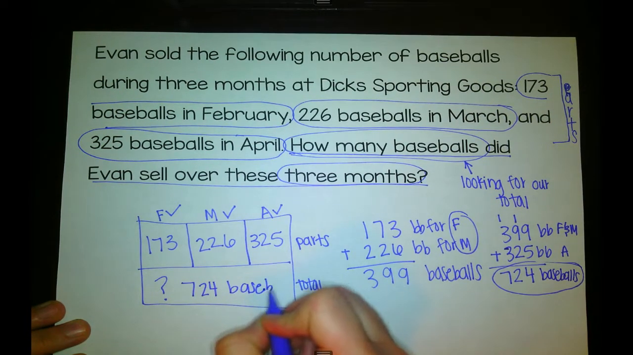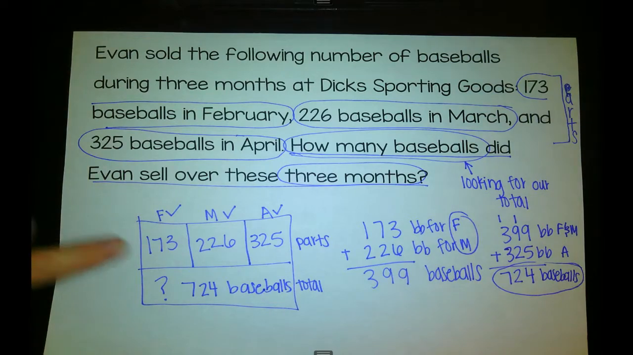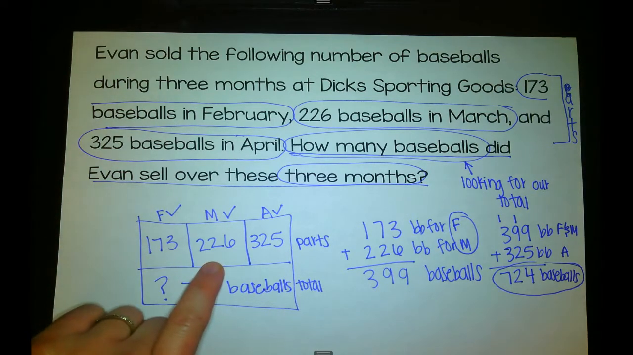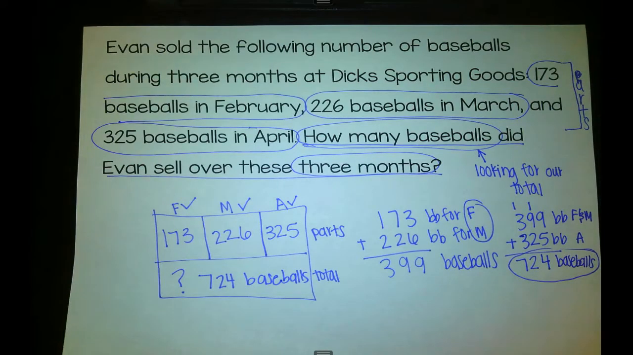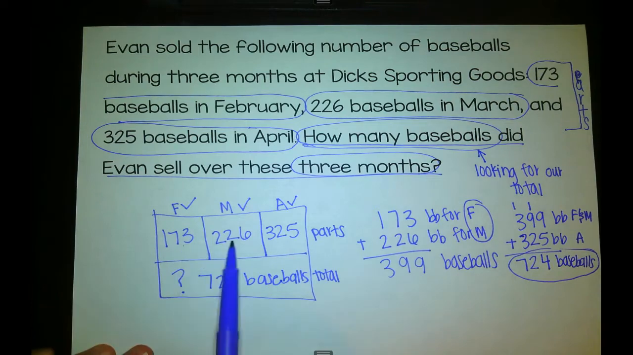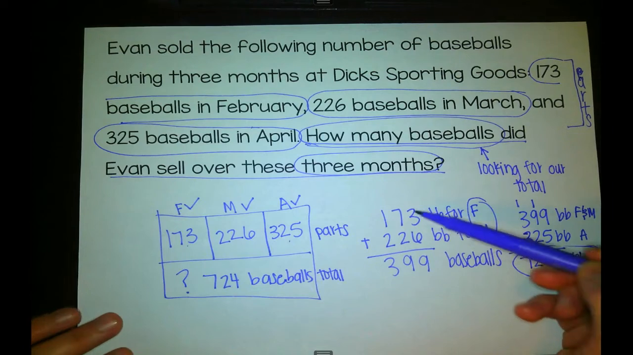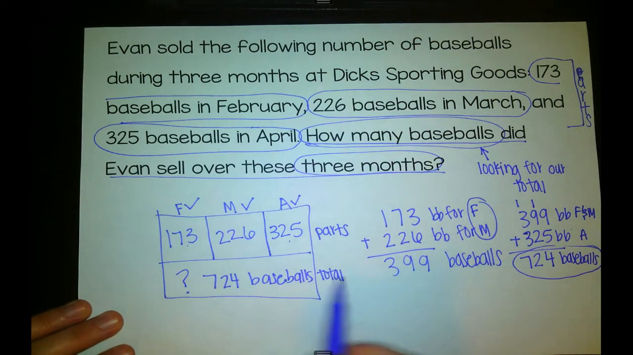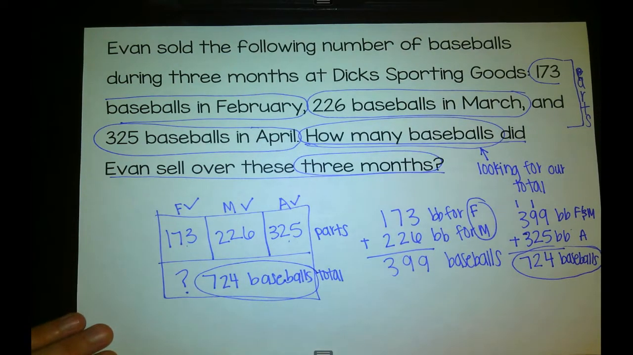Before I circle my final answer and move on, I'm going to reread just to make sure I have all my information correct. So Evan sold the following number of baseballs during 3 months at Dick's Sporting Goods. 173 baseballs in February, 226 baseballs in March, 325 baseballs in April. How many baseballs did he sell over these 3 months? I added all 3 together. I don't have any extra information. I'm going to double check. 1, 2, 3. We got all 3 months. So my final answer is Evan sold 724 baseballs over those 3 months.